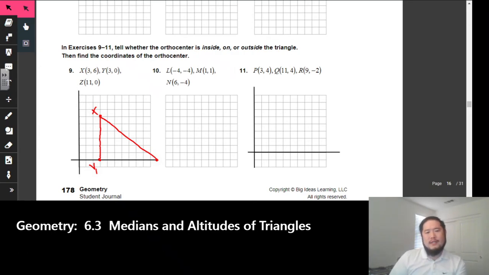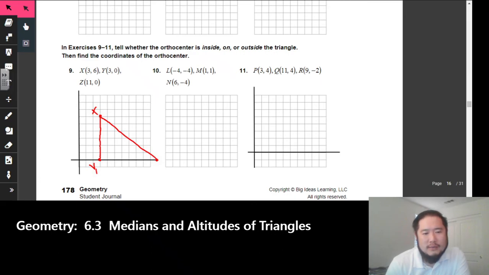So remember, the orthocenter is going to be from the vertex to the perpendicular of the opposite side. If I take a look right here at, let's say, Y, it's got to be perpendicular to the opposite side. Well, we have to figure out where the perpendicular is. One of the easiest things for us to do is figure out what the slope of this line is. You might need to use the slope formula.